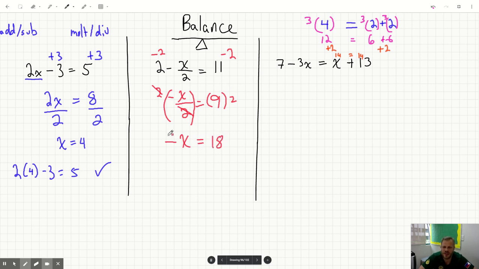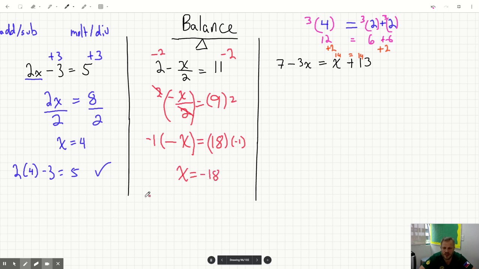Now we have a negative x. We want to find out what x is. So how can I make this become x? How can I do that? Is there something I could multiply it by or divide it by? What if I times it by negative 1? So I times it by negative 1 and do the same here. That just changes the sign, okay, to the opposite. Times this one by negative 1. So x equals negative 18.